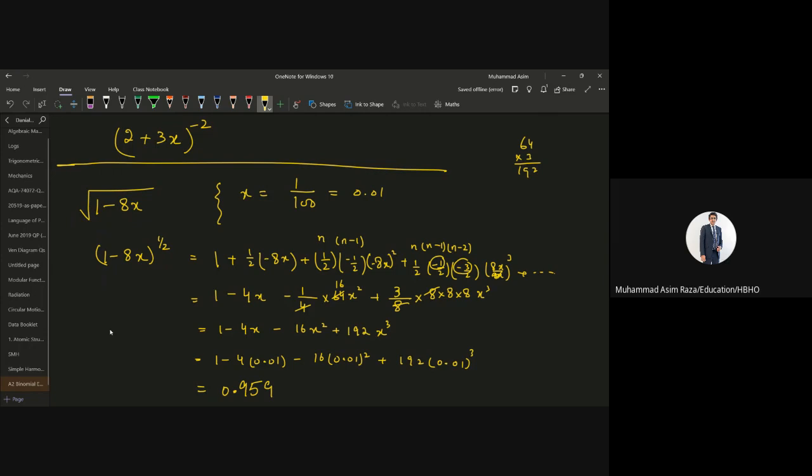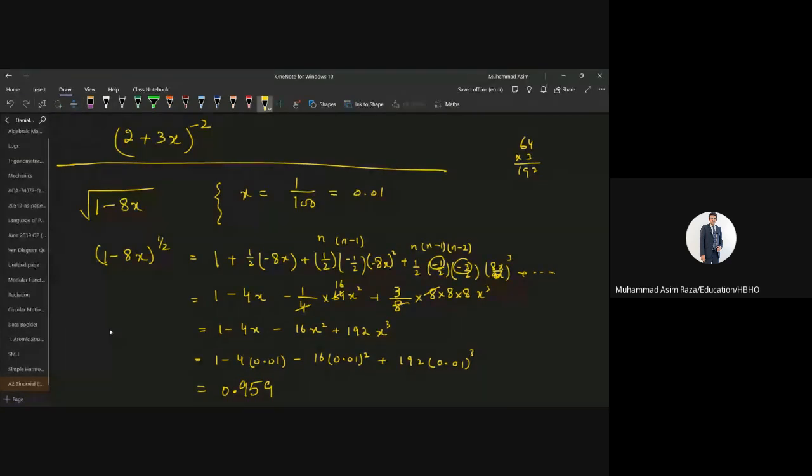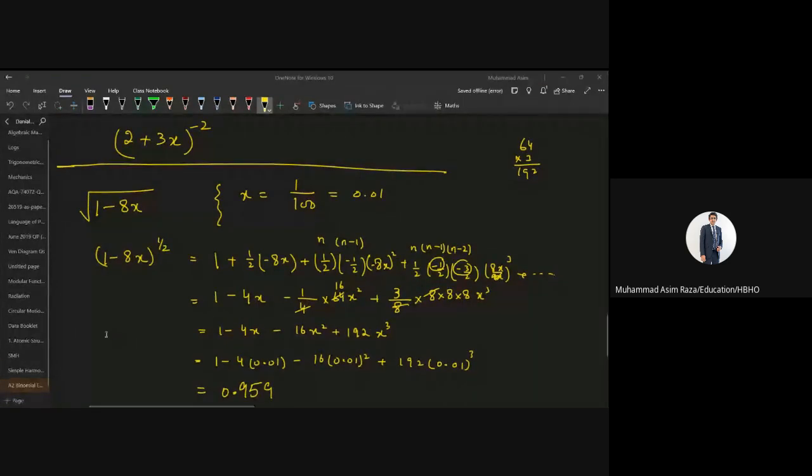Sorry, wait a second. We were not supposed to give the answer in this form because the question was different. In the question, it says give the answer in the form of square root a over b. Oh, okay. So we shouldn't have expanded in the first place.